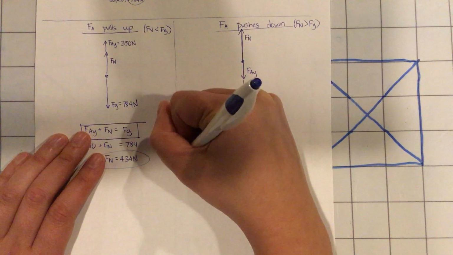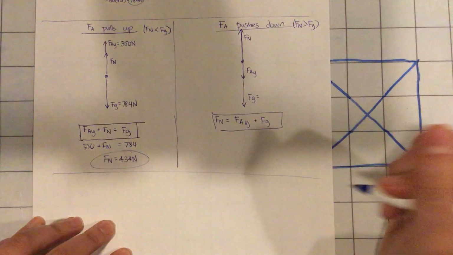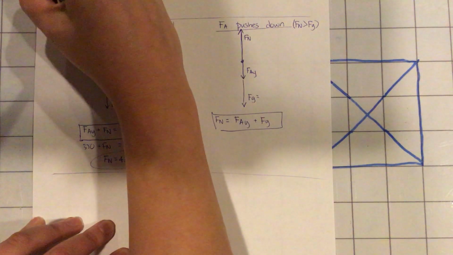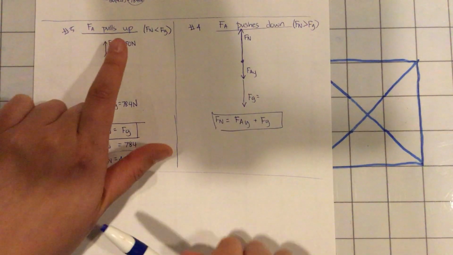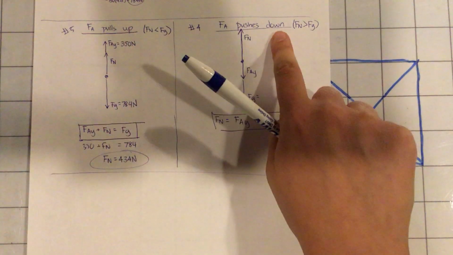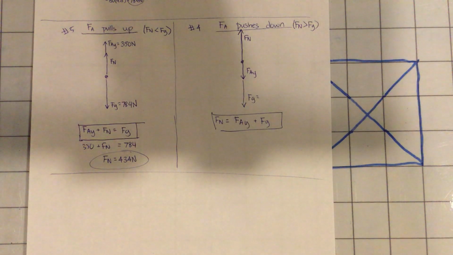So if you're one of those people that has trouble telling these two situations apart, like problem number 5 versus problem number 4, it's as simple as realizing that one pulls up versus one pushes down. But back to the problem at hand.